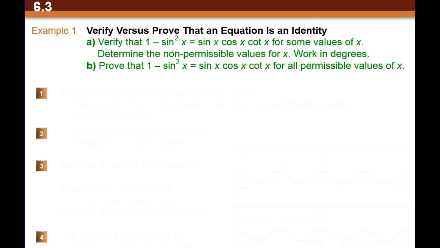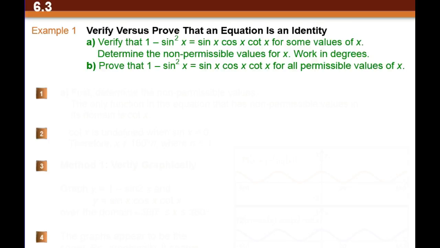verify that 1 minus sine squared x is equal to sine x cos x cot x for the same values of x. Determine the non-permissible values for x. Works in degrees. Okay, so what are the non-permissible values? Those are usually when you don't want something in the bottom because it's going to make it undefined. Okay, so do any of those have a bottom? One of them does. Which one?